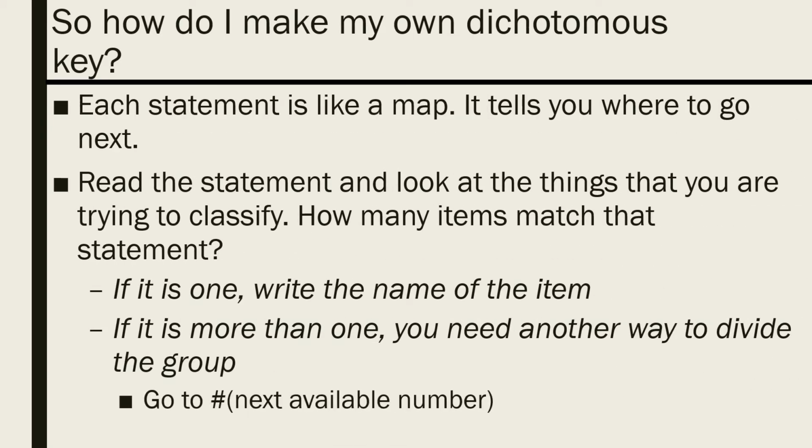So how do you make your own dichotomous key? Well, each statement is like a map. It tells you where to go next. Read the statement and look at the things that you're trying to classify. How many items match that statement? If it's one, then you write the name of the item. If it's more than one, then you need to find a way to divide the group even further by creating another level to your dichotomous key. And it'll say something like go to step 4, go to step 5, and so on and so forth.